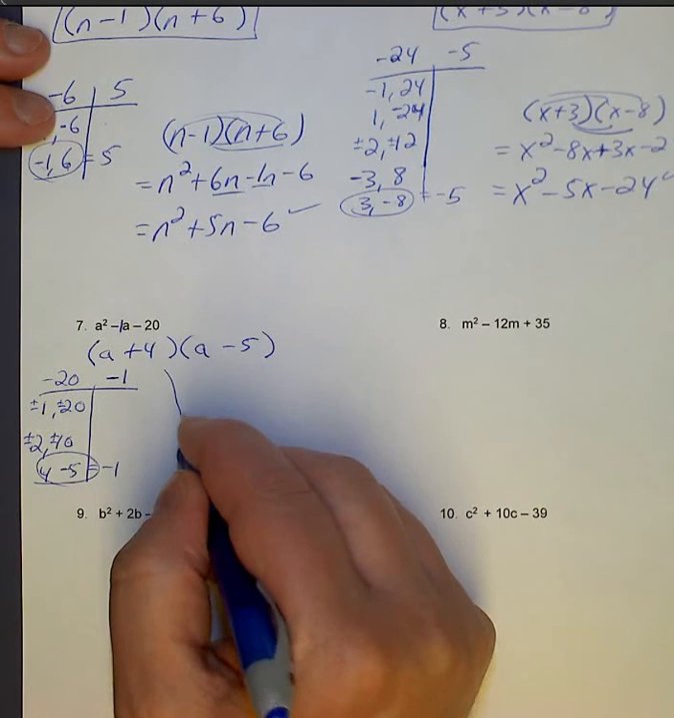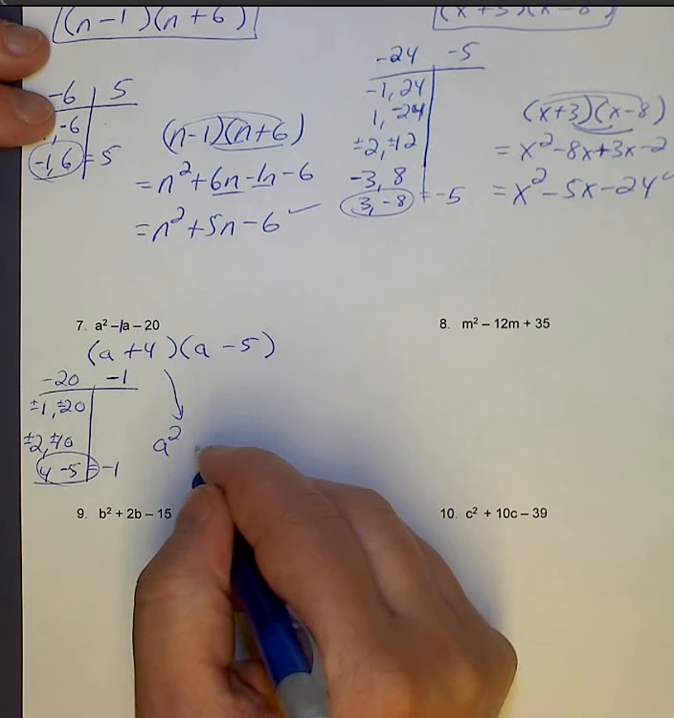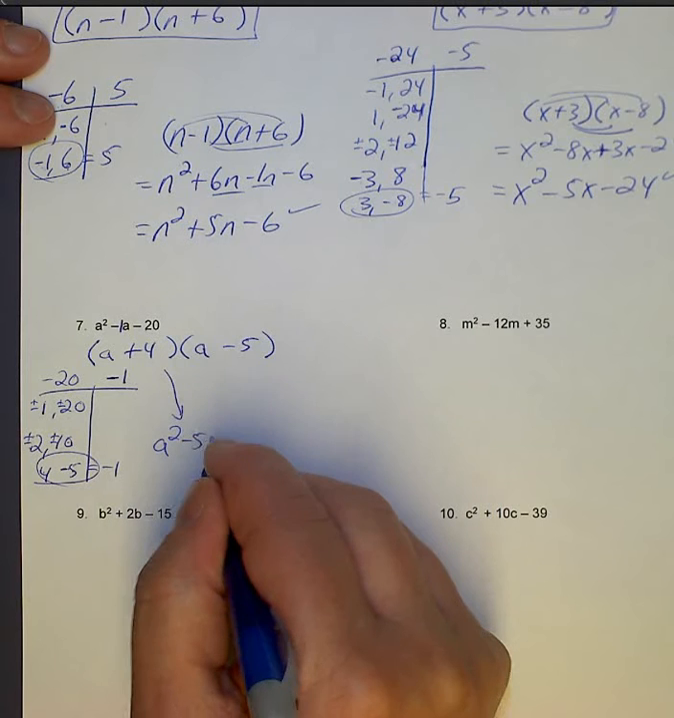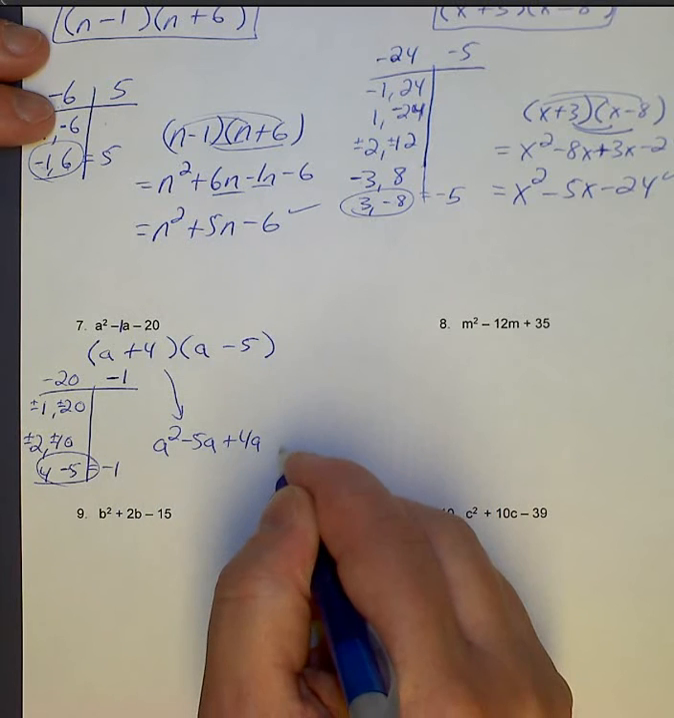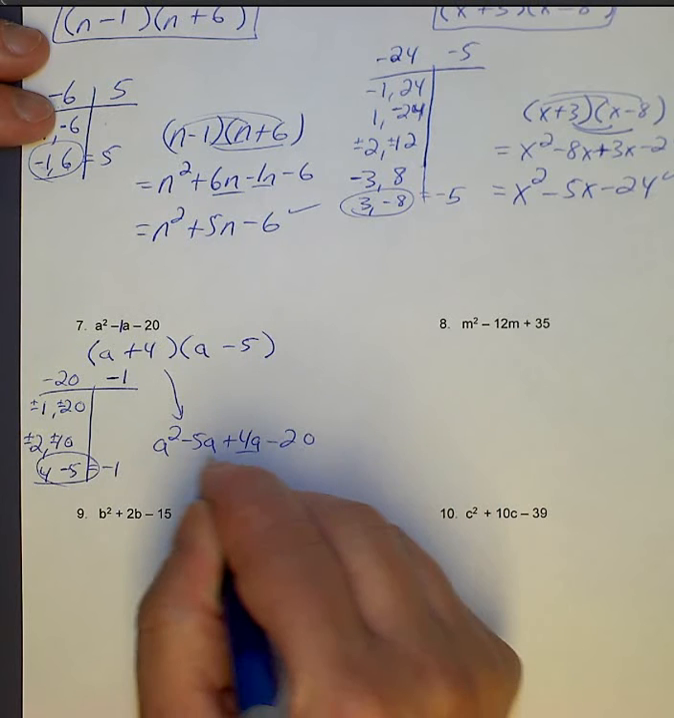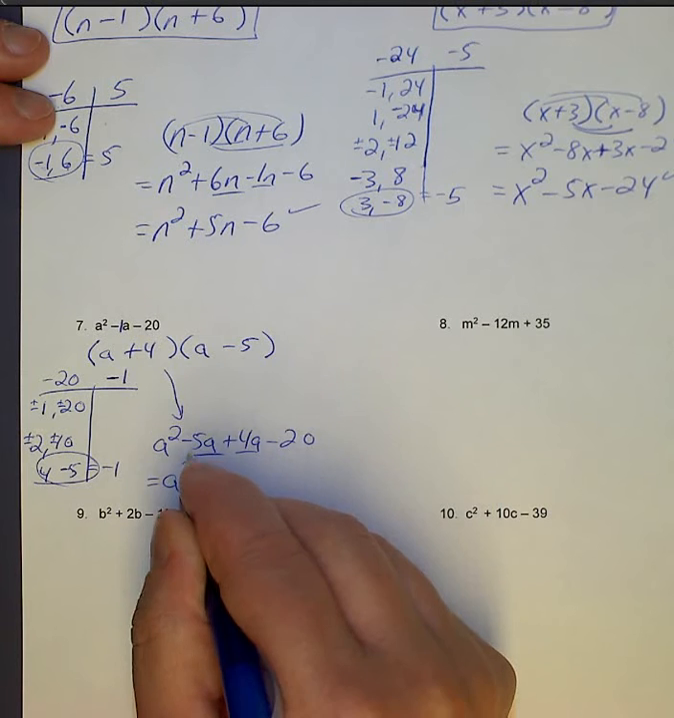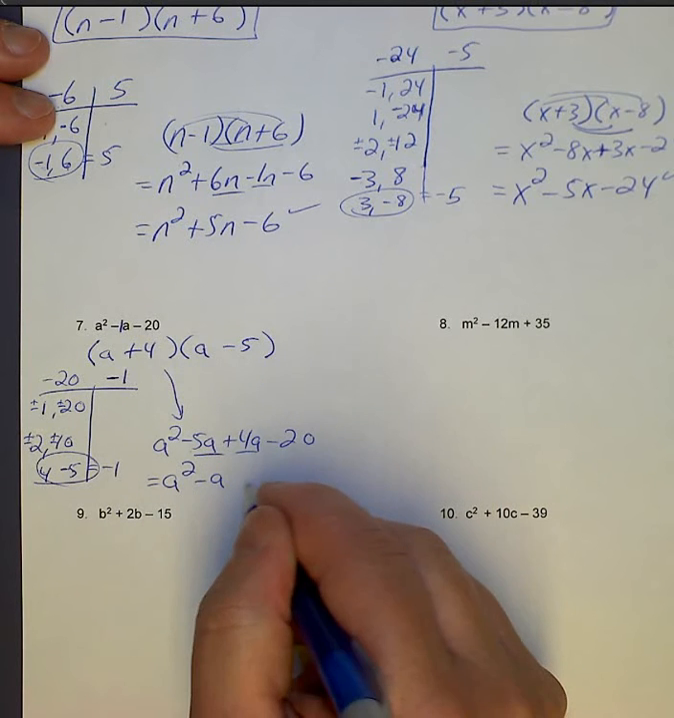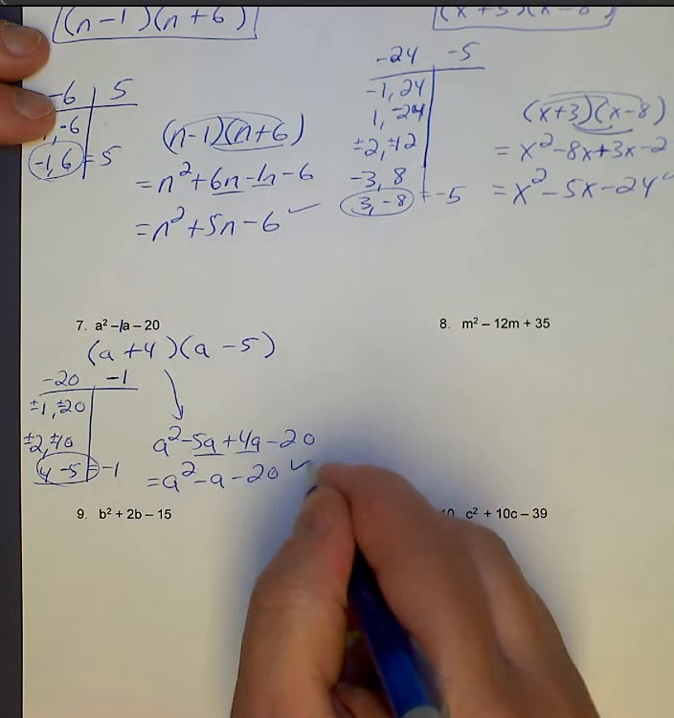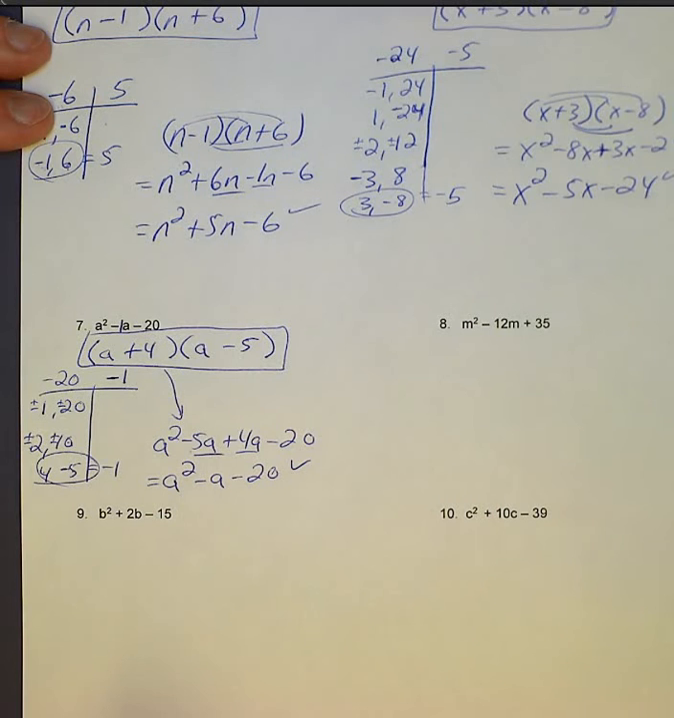We're going to double check that. If I wanted to check that, I'd FOIL it. A squared, outside term negative 5a, inside 4a, minus 20. Combine our like terms. We get a squared minus a, negative 5a plus 4a is minus a, minus 20. That checks. Those are my binomial factors.